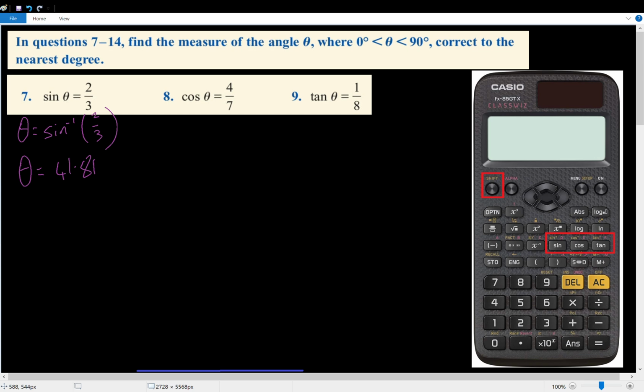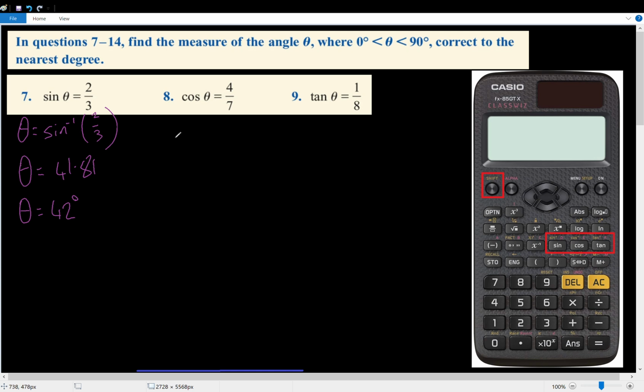So what we have here is 41.81 degrees, because remember that theta is an angle. And if we're being asked to find this correct to the nearest degree, it means that we're just going to round it to the nearest whole number. So 41.81 rounded to the nearest whole number is 42 degrees. We're going to do the exact same process for 8 and 9, but we'll go through them now.